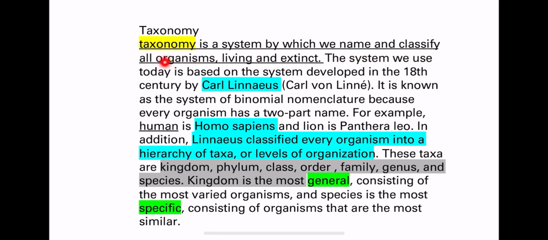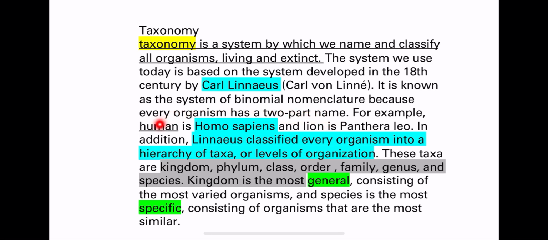Who put this science? Carl Linnaeus. He put the binomial nomenclature. So to name any organism in a scientific way, I should use Linnaeus's binomial nomenclature. Binomial means it's composed of two parts. What are those two parts?